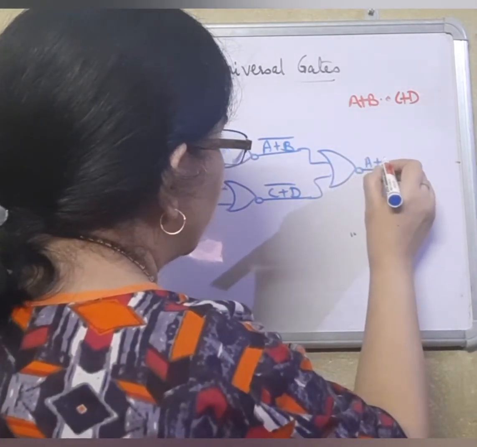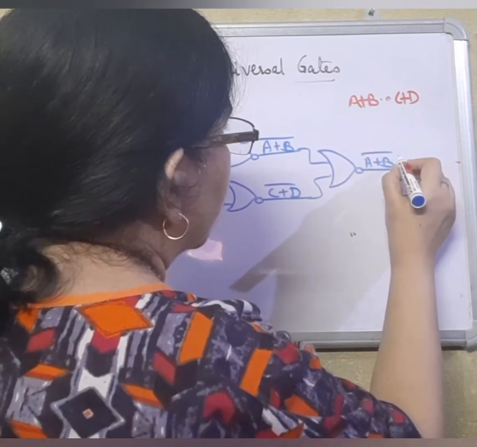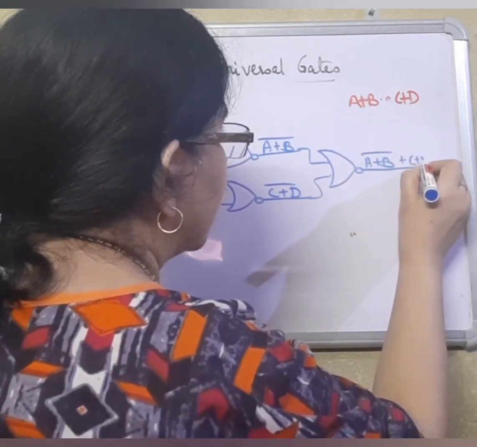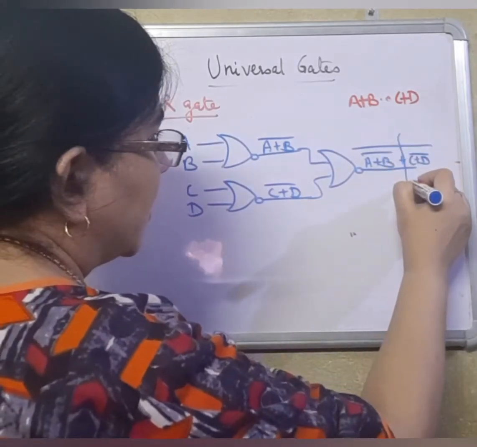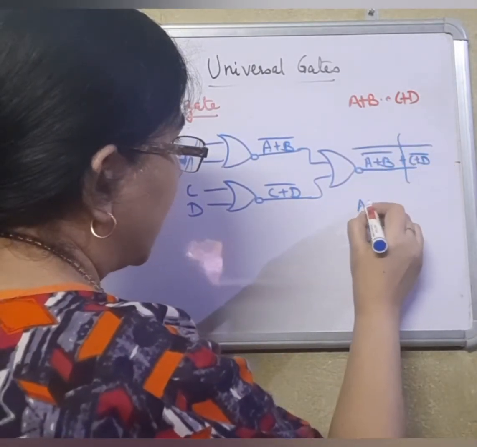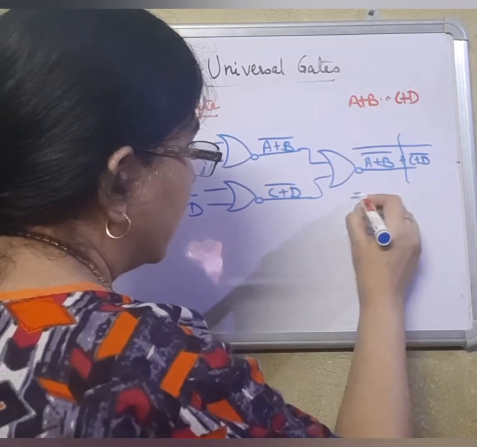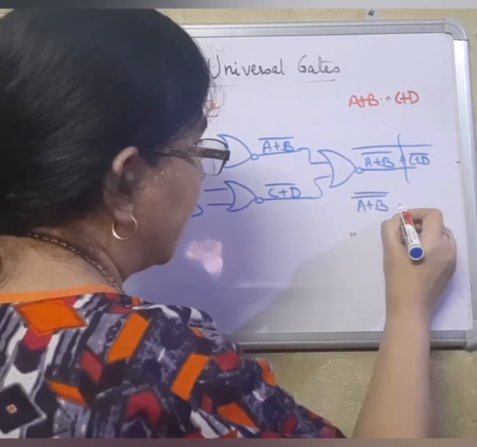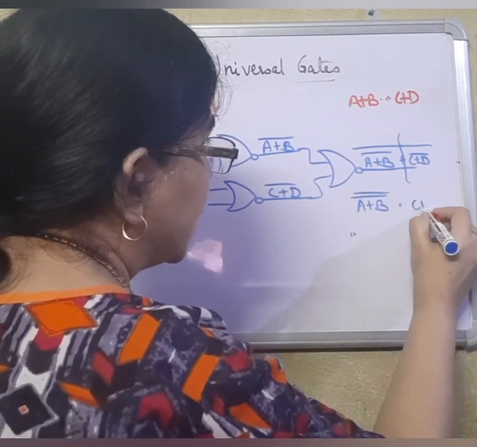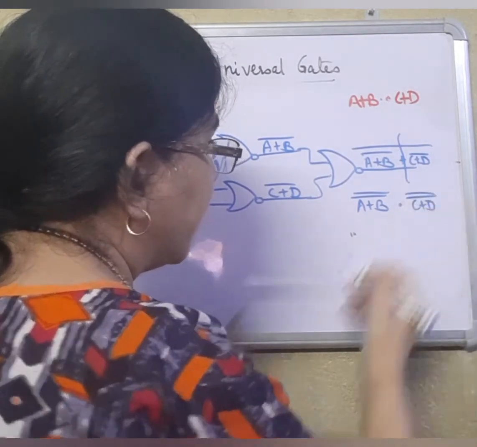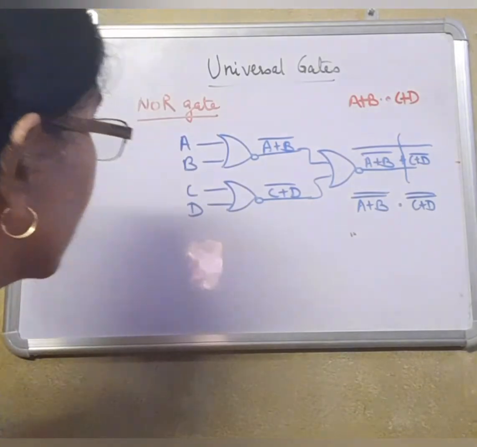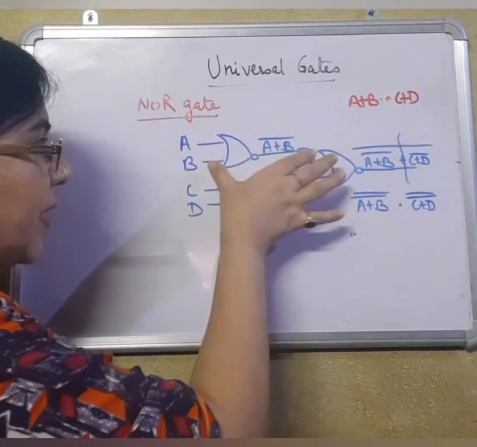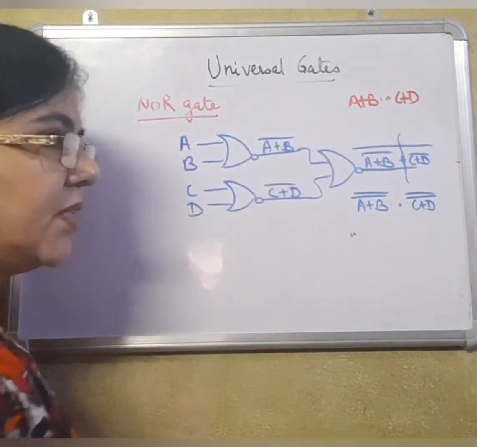Get A plus B whole bar plus C plus D whole bar. Break it. You get A plus B double bar plus in the middle will become dot C plus D double bar. Double bar will get cancelled off by involution law. So A and B, when directly passed, are getting a bar. C plus D will get a bar.